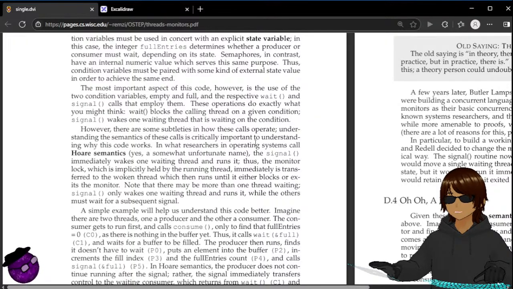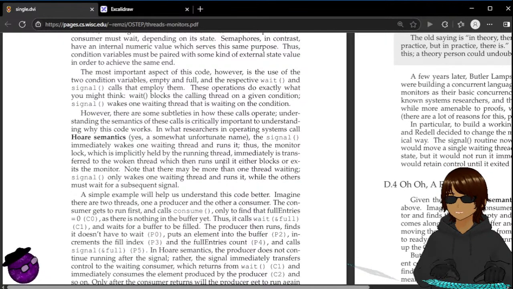We use what researchers in operating systems call Hoare semantics. Yes, a somewhat unfortunate name. The signal immediately wakes up one waiting thread and runs it.